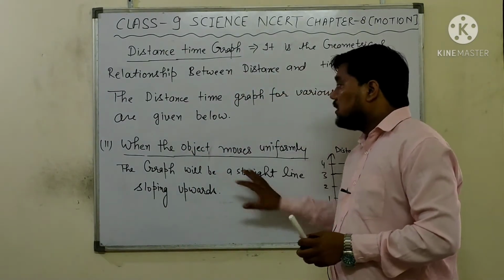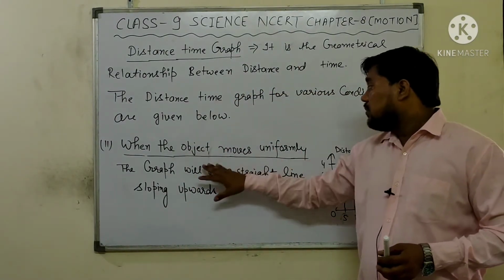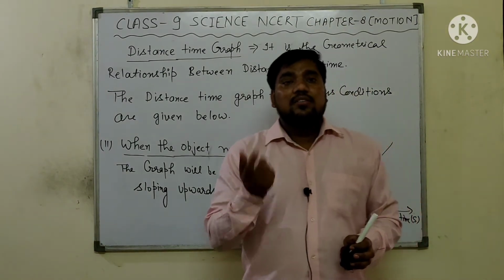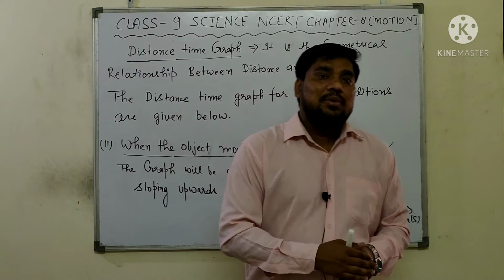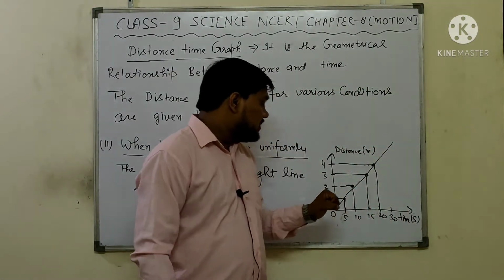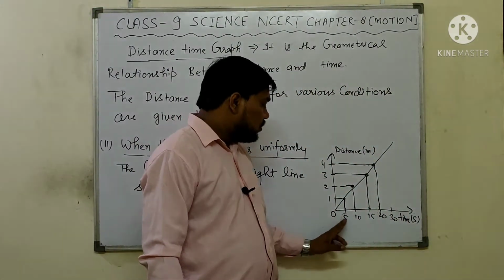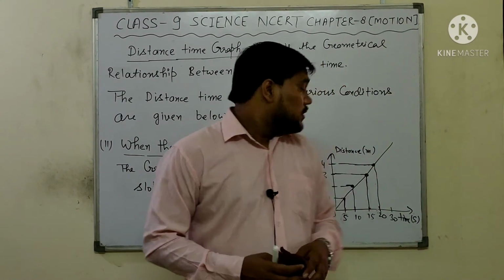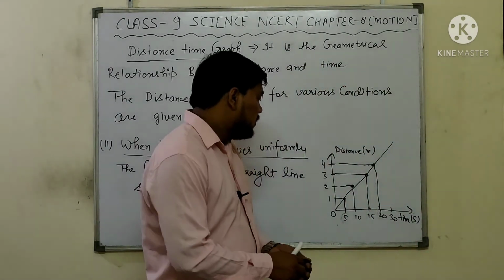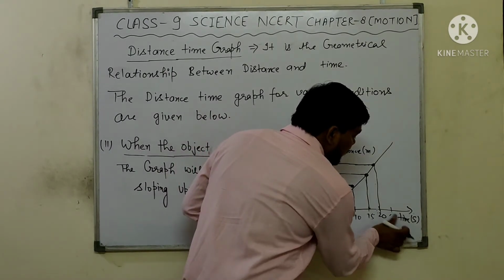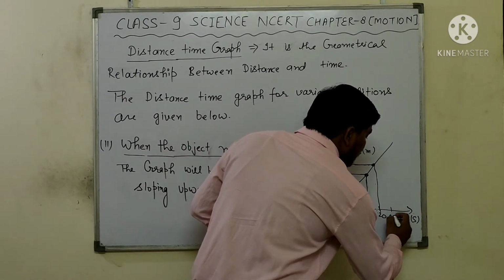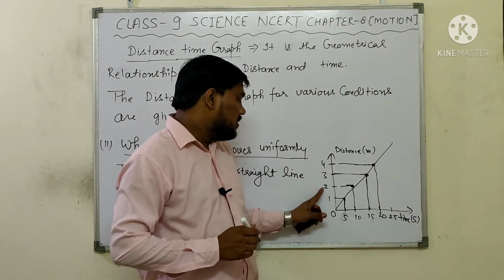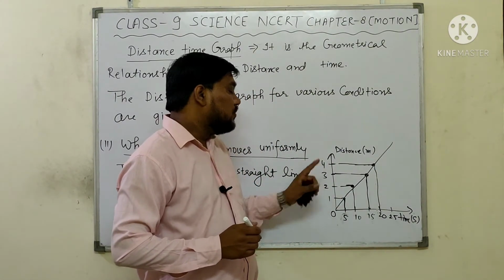That's very simple. I hope the idea is clear. When the object moves uniformly, the object should cover equal distance in equal time intervals. So let's recall the graph once again. We have taken the intervals 0 to 5, 5 to 10, 10 to 15, 15 to 20, 20 to 25. Now we have taken the distances of 1 meter, 2 meters, 3 meters, 4 meters.